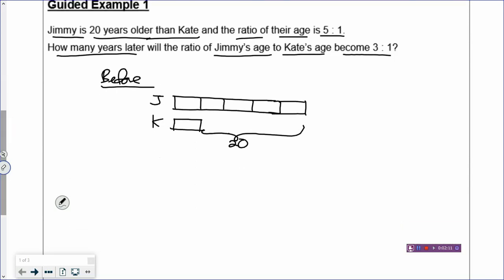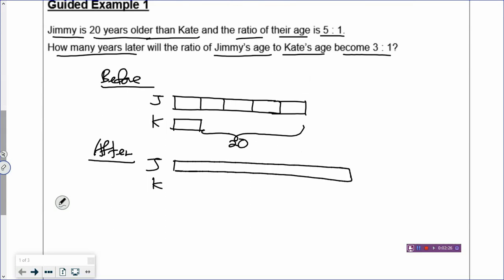Now, how many years later will Jimmy's age to Katie's age become 3:1? Common sense tells us that their rectangles will become longer. Jimmy's rectangle will become longer, and there will be 3 boxes, 3:1, and Katie will have 1 box. And how many years later? Can we put the question mark in the model? If you're not so sure about where to put the question mark, then you don't put it. All right, so we have completed the model. That's how the model looks.